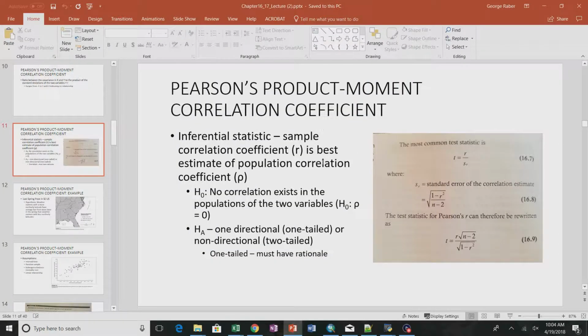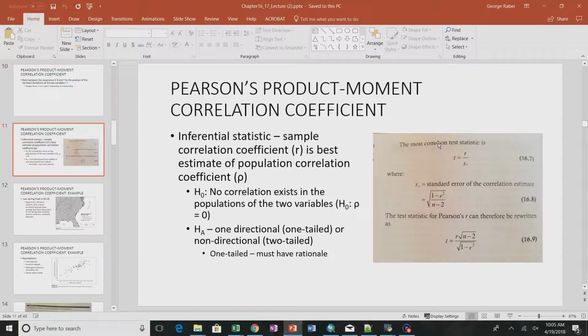Okay, but let's look at this test statistic. Just because we have a correlation value that seems high or seems low, this test statistic will tell us if it's a significant correlation. In other words, is there a real correlation that exists in the population, because we just have a sample. That test statistic is just the R value divided by this S value, the standard error of the correlation estimate.